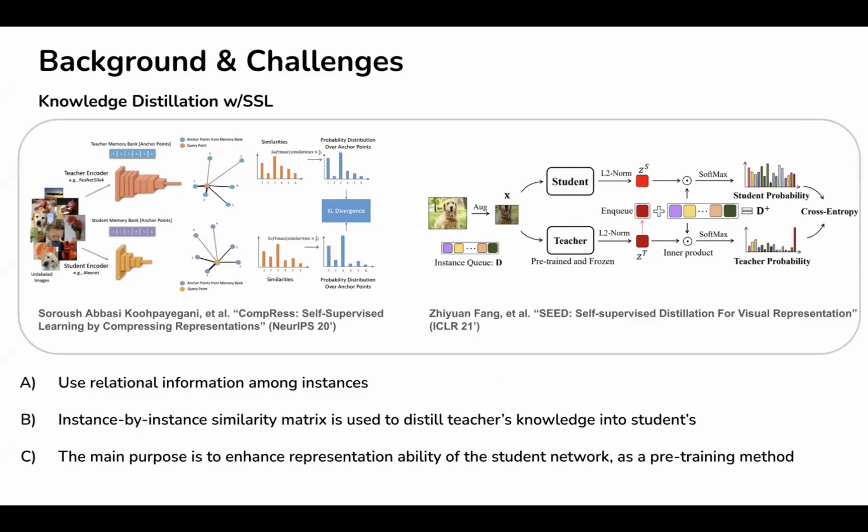Existing SSL-KD methods aim to enhance the representation ability of the student network as a pre-training method. Some researchers use relational information among instances. An instance-by-instance similarity matrix is used to distill the teacher's knowledge into students. However, these methods lack the ability to produce robust transformation variant descriptors required for specific tasks like ICD.